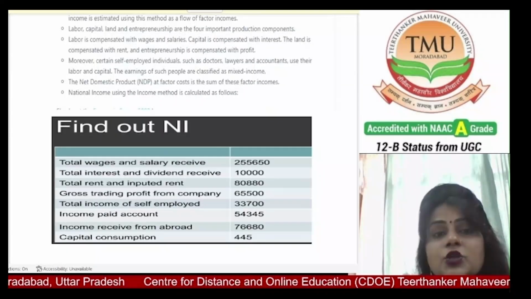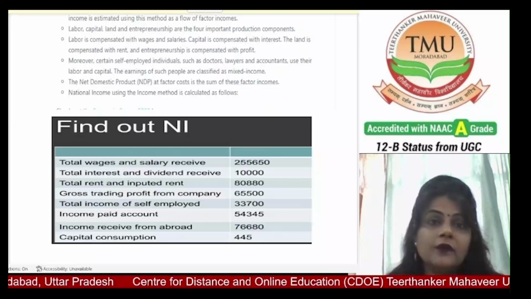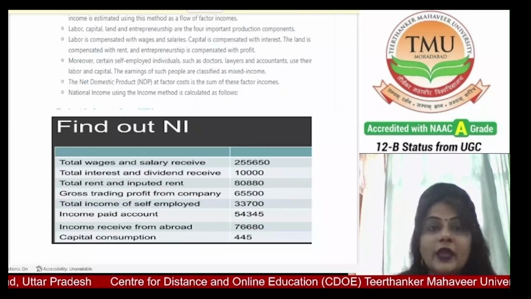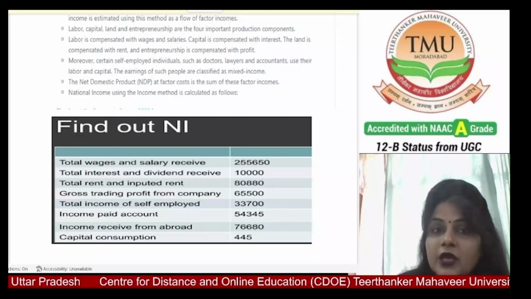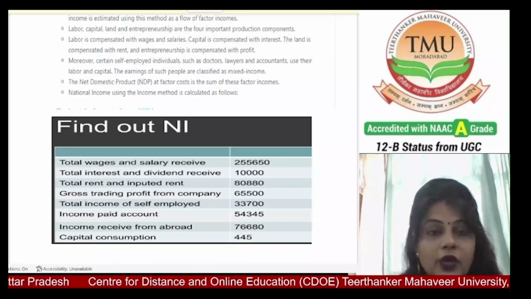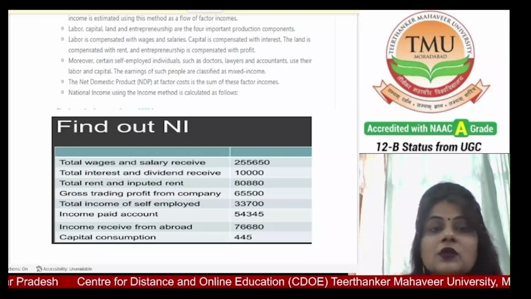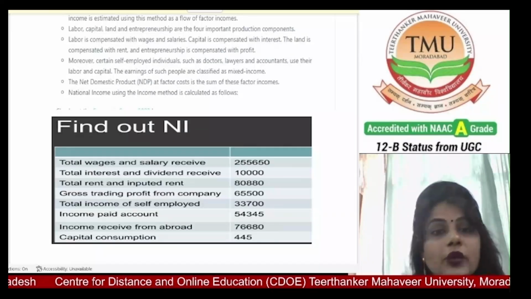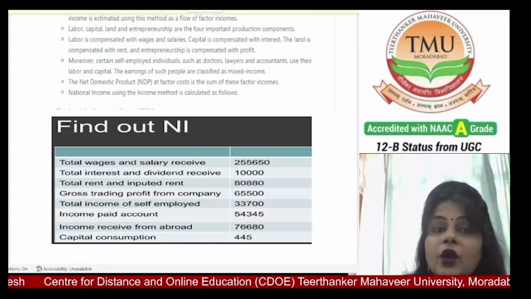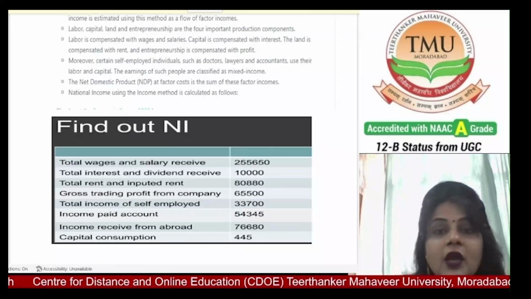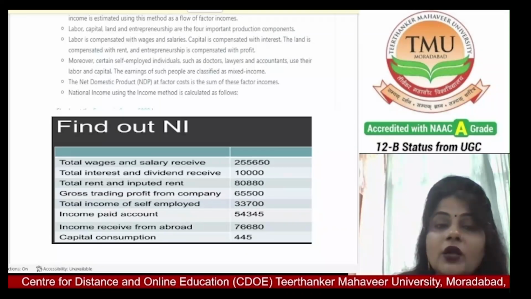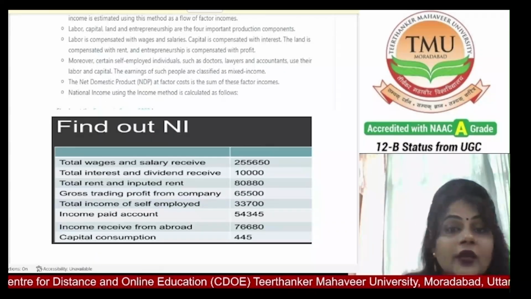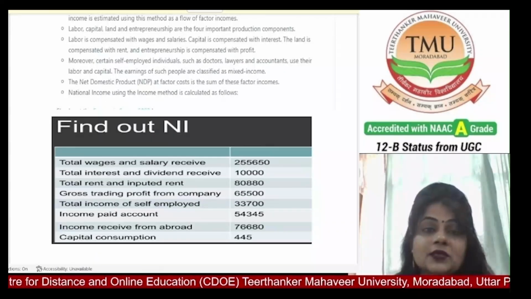NFIA. But there are some precautions to take while measuring national income with the income method. First off, transfer income will not be included. Transfer income such as donations, charity, scholarships, old age pension, etc., are not counted in the national income as these activities are not connected to any production activity and no addition takes place.